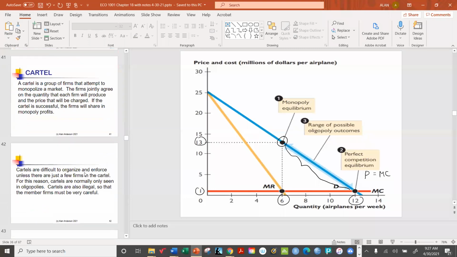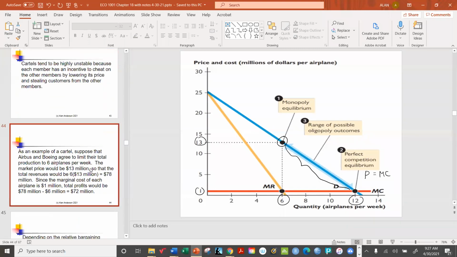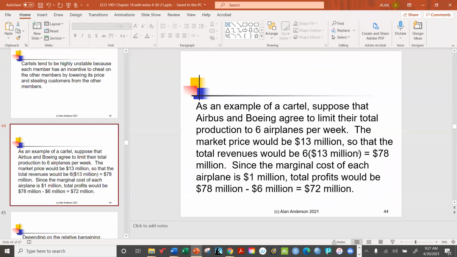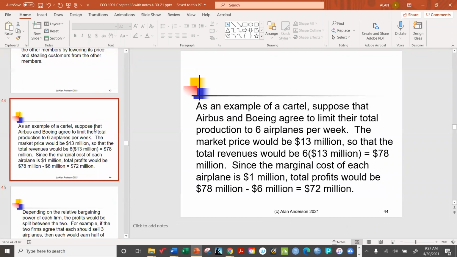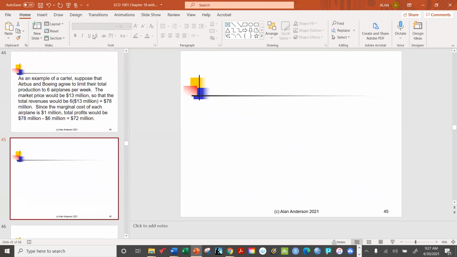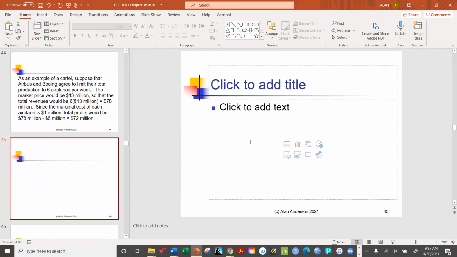So what does that say about their profits? Okay, so the total revenues are $78 million. The cost is $6 million. So the industry has a total profit of $72 million. Okay, let me just summarize this on the next slide. So this is the cartel case.